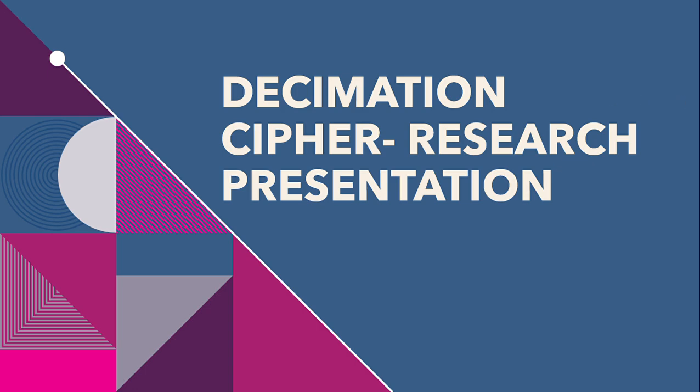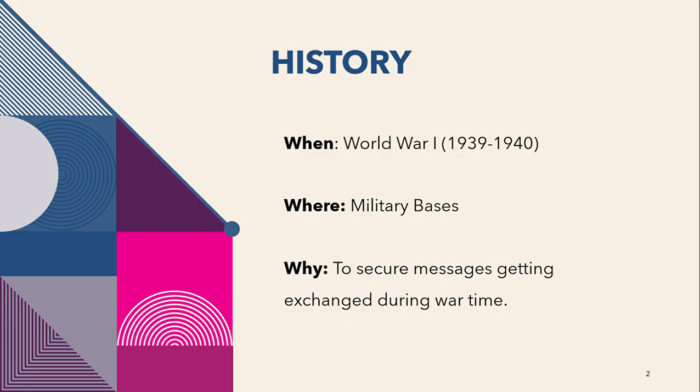Okay, so for this presentation, I'm going to be talking about the decimation cipher. A little bit of history about the cipher is that it was used during World War I from 1939 to 1940, and it was more widely used to deliver field, scouting and emergency messages if the more complex systems were down. They really tried to avoid using it too much due to the weakness of it, so ever since it was a thing, it was basically outdated.